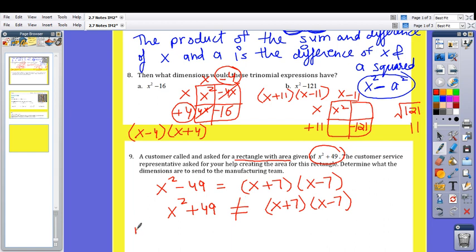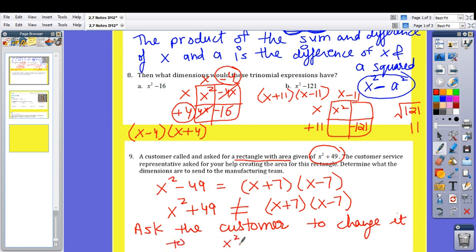So, we will ask the customer to change it to x squared minus 49, because then one of the sides will be x plus 7, the other side will be x take away 7, and then we can make the quilt. But right now, if he keeps it at positive 49, then it is definitely not possible. Okay.